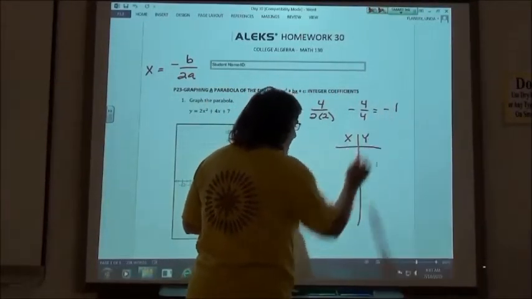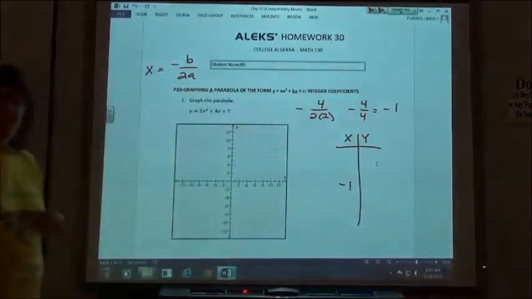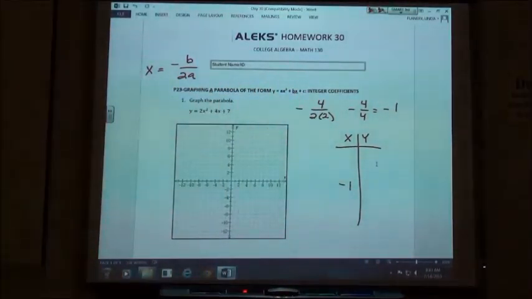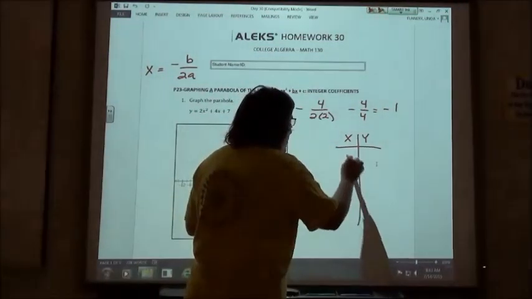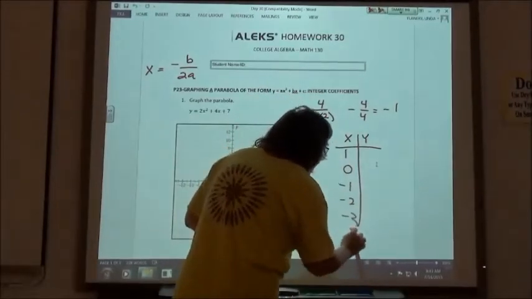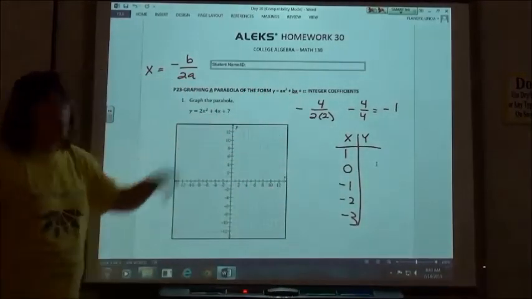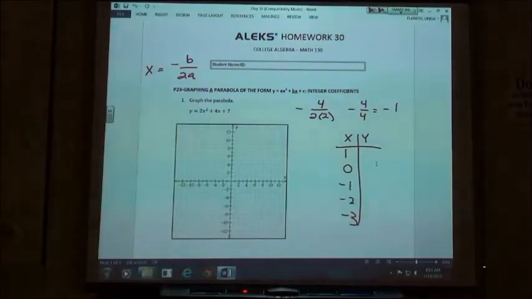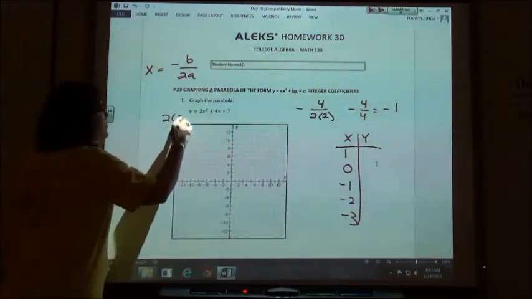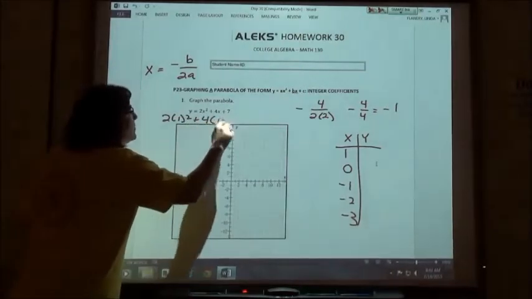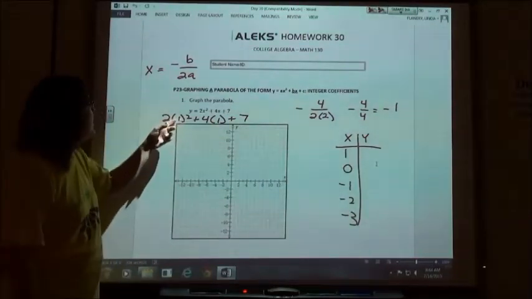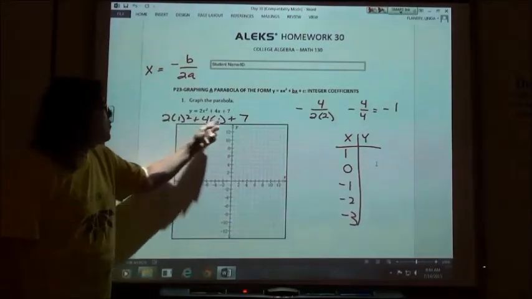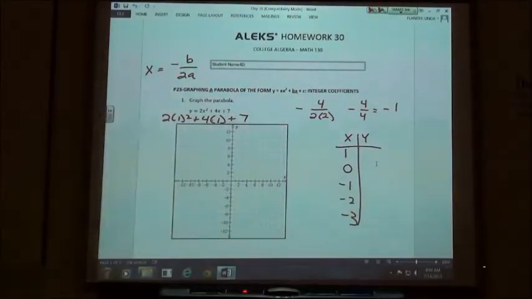So when you make your table, negative 1 is going to be the middle value on your table. Then you want to do 2 points on each side of that. So 0, 1, negative 2, and negative 3. And then basically just putting your things in for x and solving. So I would do 2 times 1 squared plus 4 times 1 plus 7. I'd probably just grab my calculator, but since I've got ones, that's probably easy enough to do. 2 plus 4 plus 7 would give me 13, right?